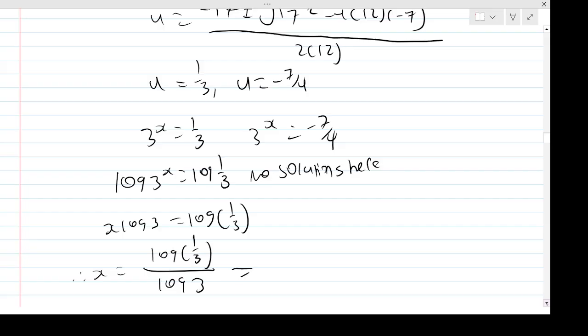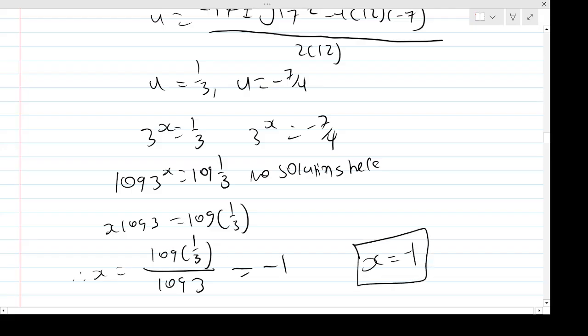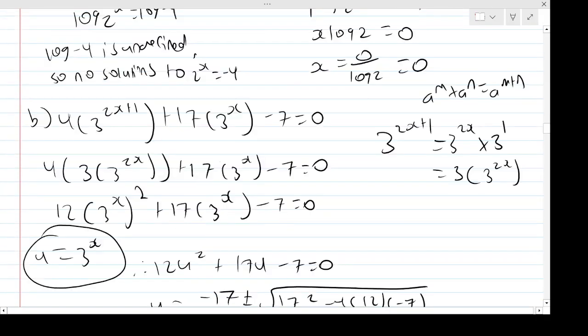you get -1. Okay, and that makes sense because what this is saying is that if I put -1 in here, I get the reciprocal of 3, which is a third. So that makes sense. Okay, so that's my solution, and that's really it. So x is -1 is the only solution there. Okay, cool. And so hopefully now you'll be a lot more comfortable with disguised quadratics, particularly with exponentials.